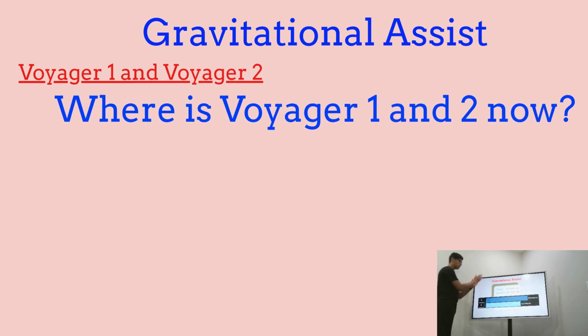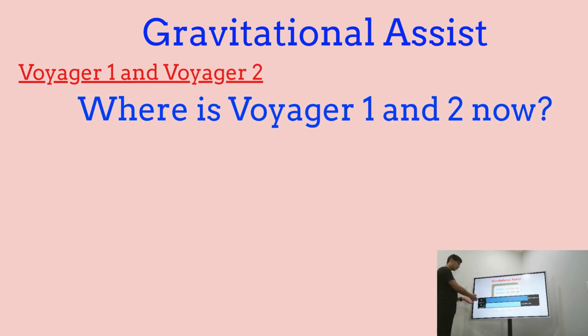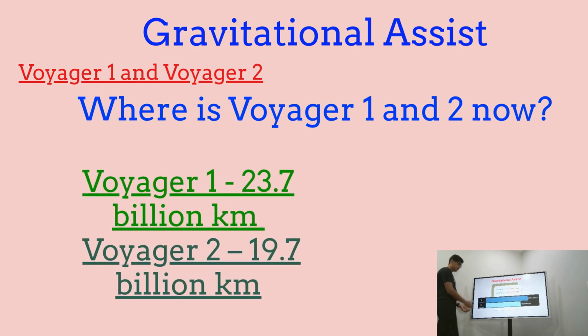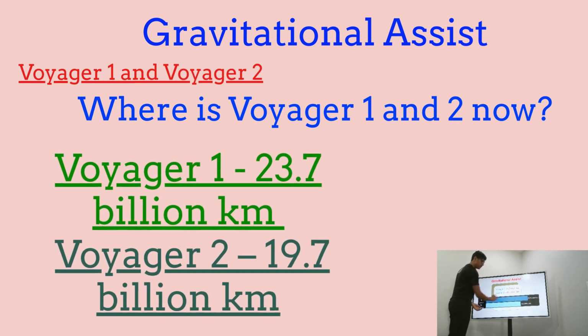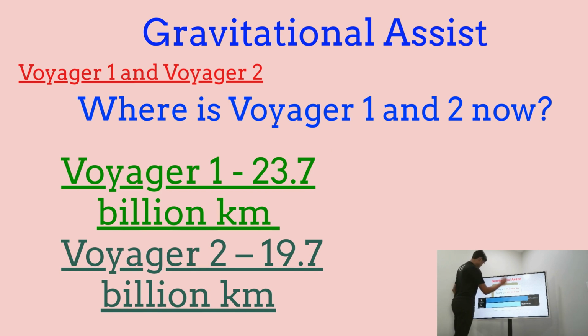And here's a quick graph about how far Voyager 1 and Voyager 2 are. This picture here is a little outdated. It shows 19.5 billion kilometers for Voyager 1, but as of right now, it's 23.7 billion kilometers. For Voyager 2, it says 16.2 billion kilometers, but in fact now it's 19.7 billion kilometers. This is an updated version of how far they've gotten because of the gravitational assist. And that's basically all about Voyager 1 and Voyager 2.